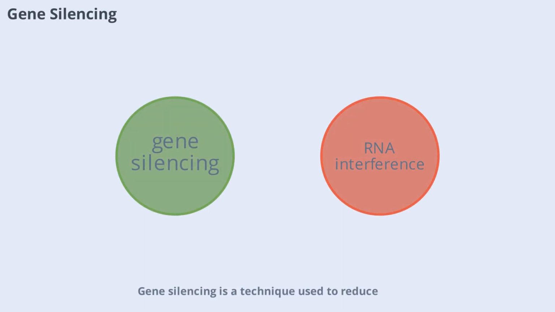Gene silencing is a technique used to reduce or eliminate the expression of a specific gene. Methods like RNA interference (RNAi) allow scientists to turn off genes temporarily or permanently. Gene silencing is useful for studying gene function and developing therapies for diseases caused by overactive genes.